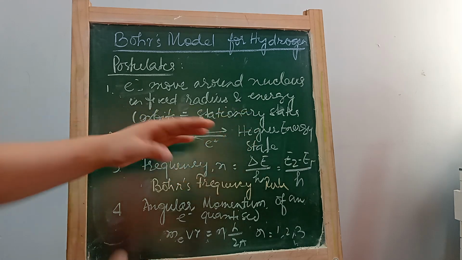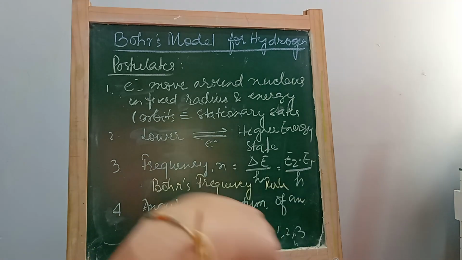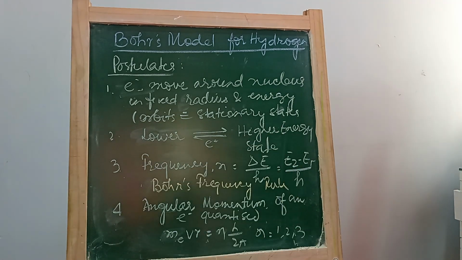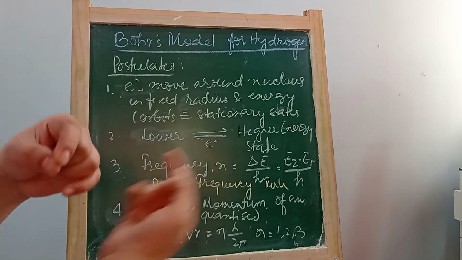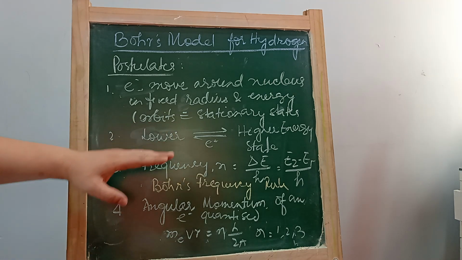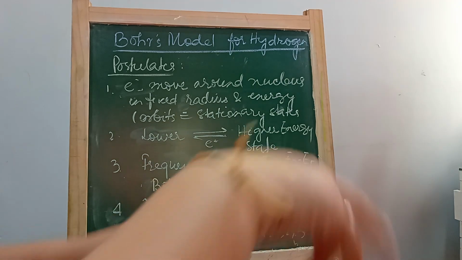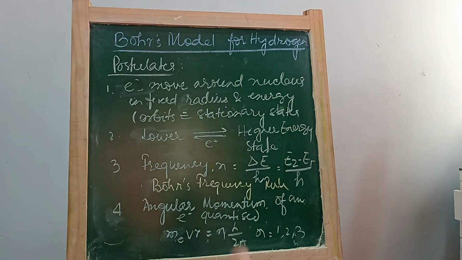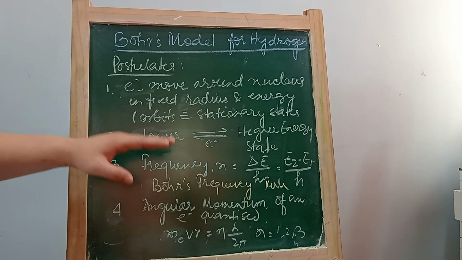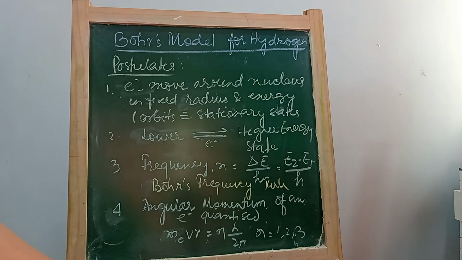So the terms are orbits and stationary states. As long as they are revolving in those permitted orbits, they are said to be in stationary states, and they will not emit any radiation, although they are charged bodies moving around the nucleus. But the second postulate says that they will not always move in one fixed radius. They may move from one stationary state to another, or from one particular orbit to another particular orbit. That means they will move from a lower energy state to a higher energy state, or from a higher energy state towards a lower energy state.